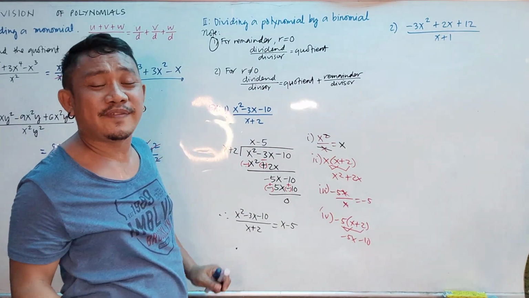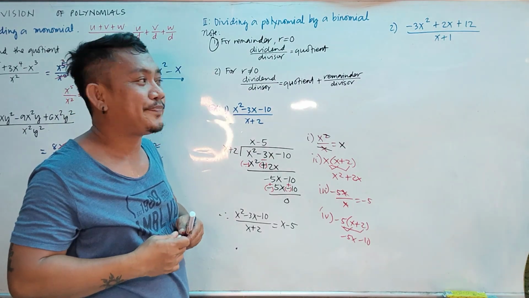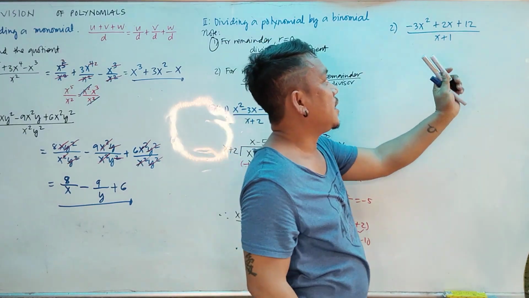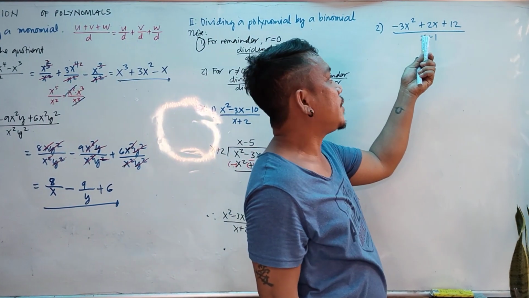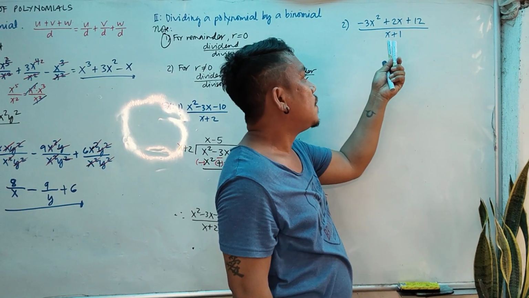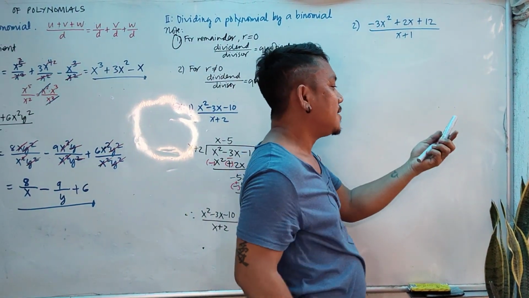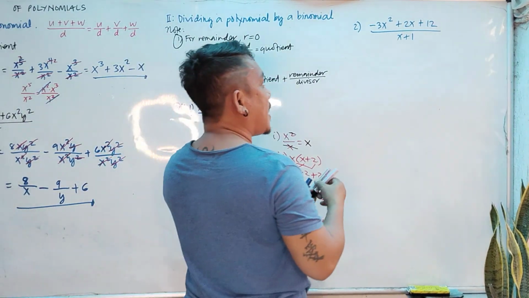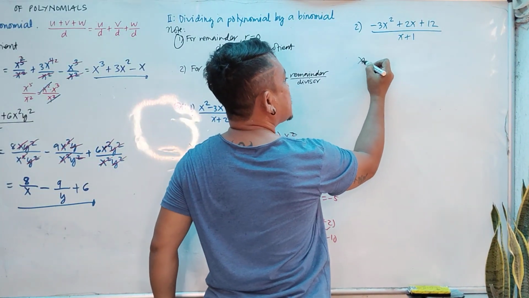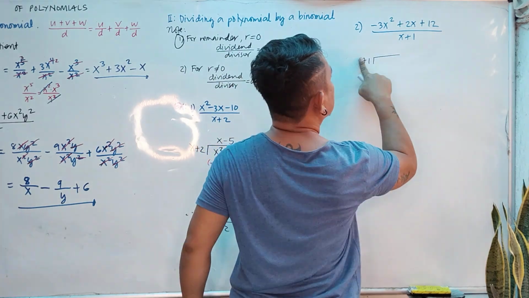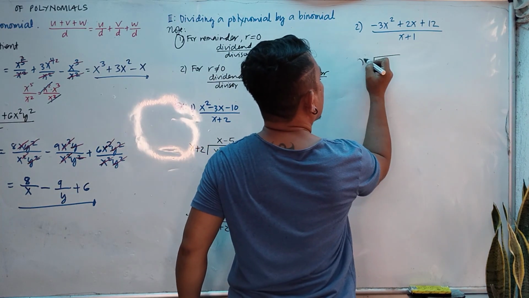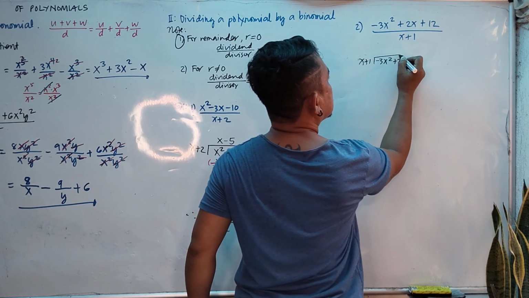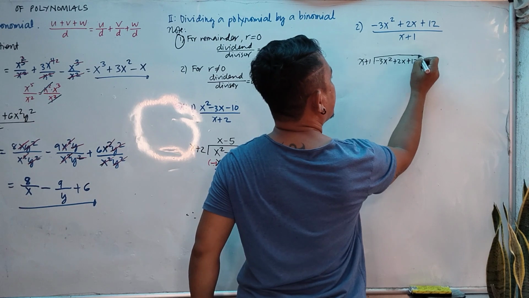This is a review of the long division method. Okay. Let's try another example. Given negative 3x squared plus 2x plus 12 over x plus 1. Again, we do the same as in number 1. So, you have here x plus 1, then negative 3x squared plus 2x plus 12.